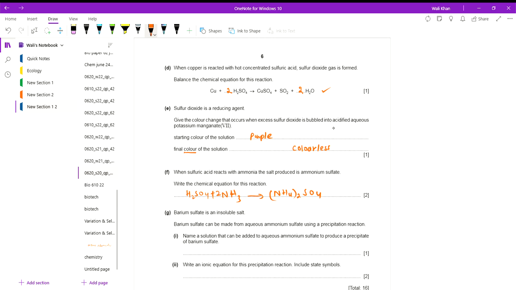Barium sulfate is an insoluble salt. Barium sulfate can be made from aqueous ammonium sulfate using a precipitation reaction. Name a solution that can be added to aqueous ammonium sulfate to produce a precipitate of barium sulfate. So you can use barium nitrate or barium chloride, okay, either of the two.